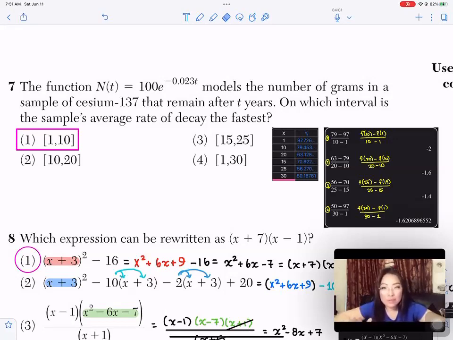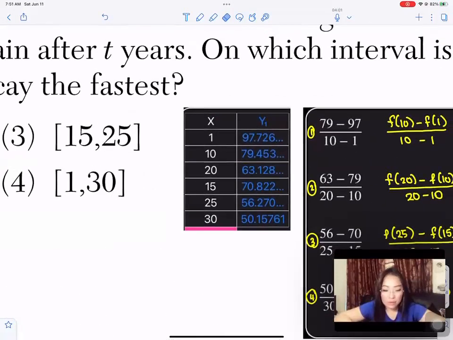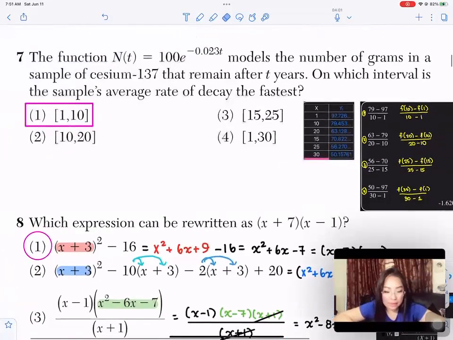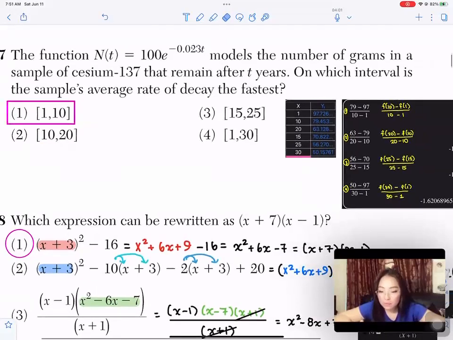So you know what I'm going to do? I'm just going to put it into y1 and get those y values, right? What do I need? I need 1, 10, 20, 15, 25, and 30. So I need all these numbers basically from the choices. And then for each one, like the first one says f of 10 minus f of 1 over 10 minus 1. Well, what is f of 10? f of 10 is 79 and f of 1 is 97.